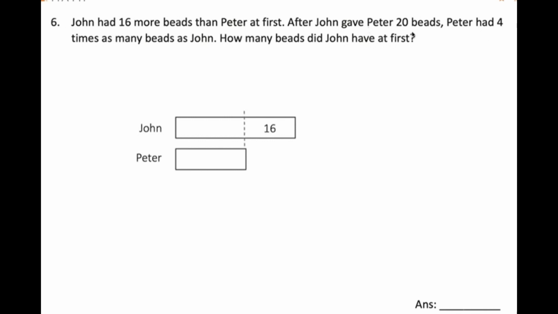John gave Peter 20 bits. I'm going to cut away 20 from John and give it to Peter. And I know that in the end, John is 1 unit because he says here Peter had 4 times as many bits as John. So John is 1 unit. So I'm going to cut such that John looks like 1 unit in the end.